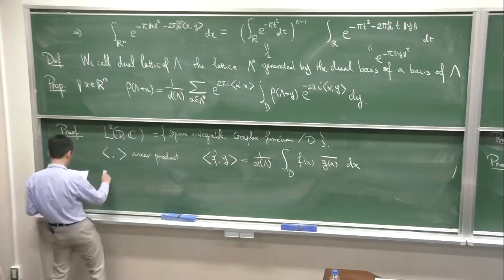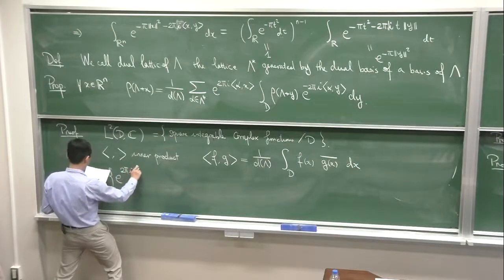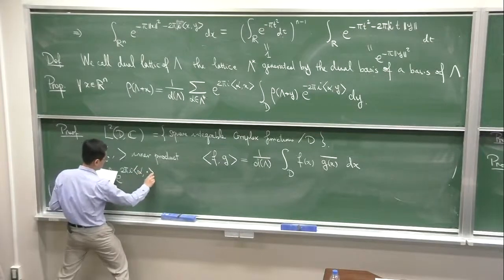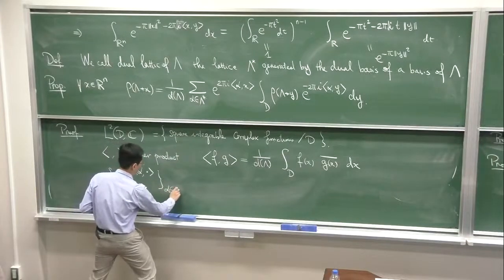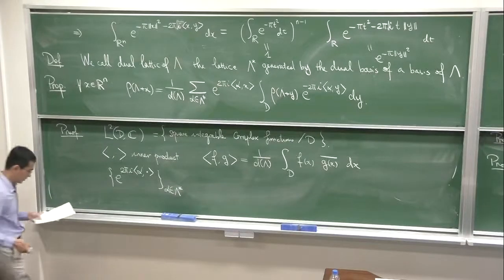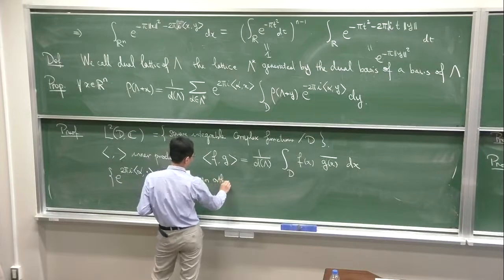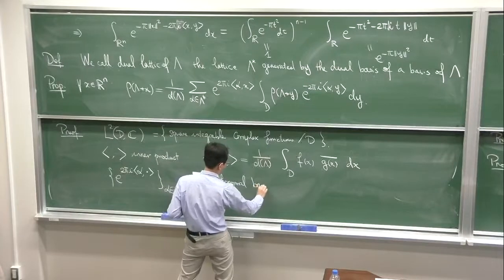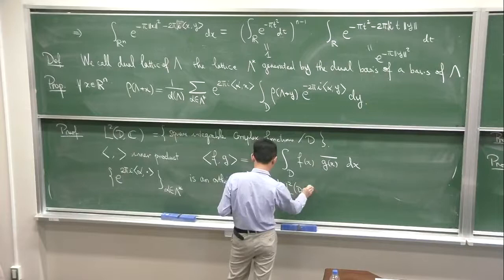And then you have an orthonormal basis. You have e^{2 pi i alpha point}. So this is a function on D. You parameterize this family by lambda star. So this is an orthonormal basis of this L2 space.